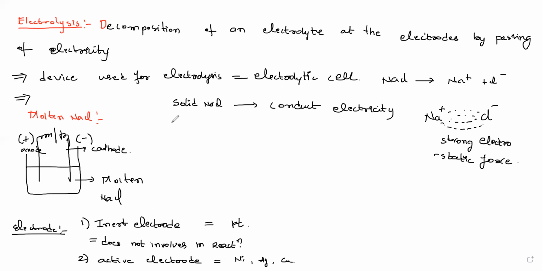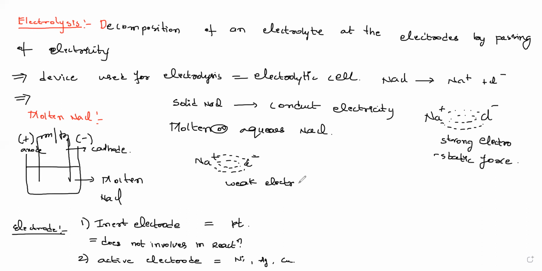But molten or aqueous NaCl has weak electrostatic forces of attraction. That's why they undergo electrolysis and act as an electrolyte. That's why they conduct electricity through them. But how the reactions are given at the electrodes, we have to discuss in this case.